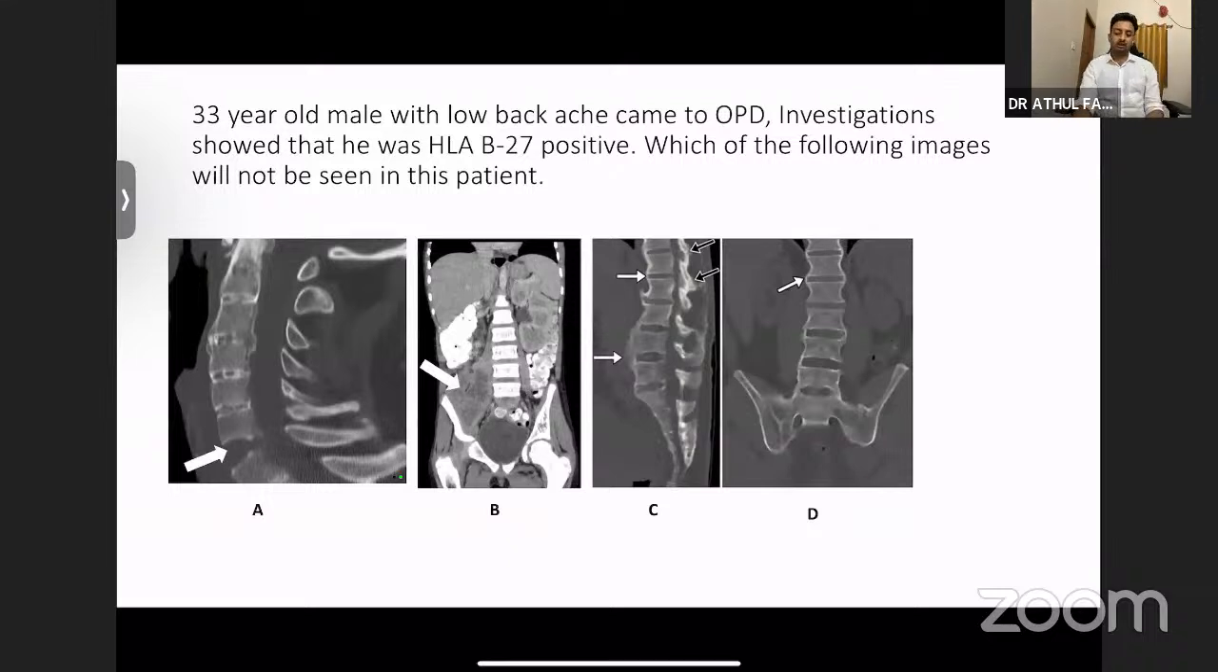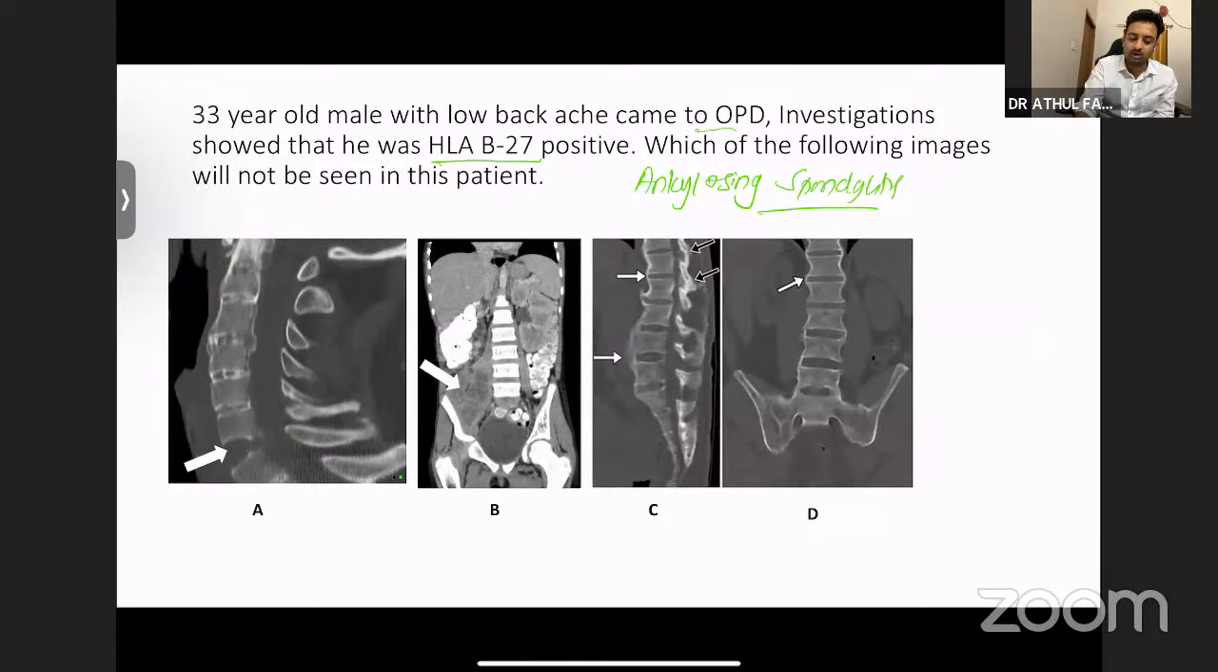Now coming to another question. So this was a case of a 33-year-old male with a history of low backache who comes to your OPD, and you know the patient is HLA-B27 positive. So the question is directly straightforward. The patient is having ankylosing spondylitis. So which of the following images will not be seen in the patient?